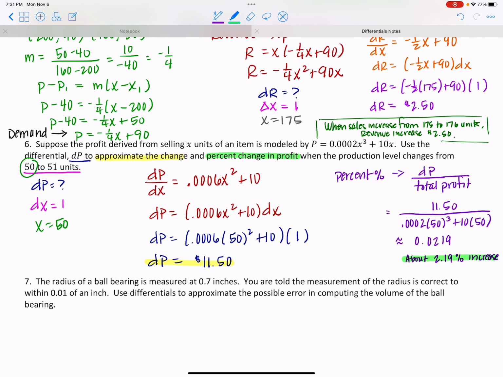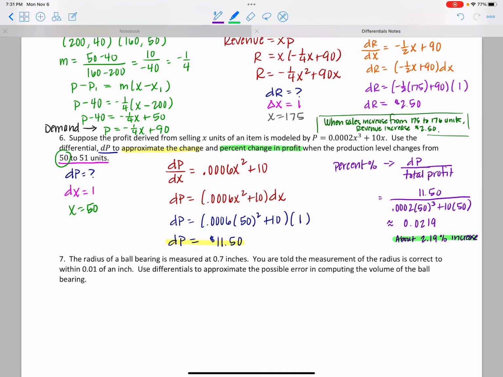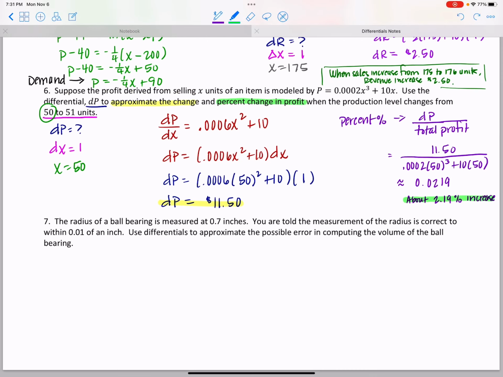If I'm an analyst for a company and I'm trying to explain to them that the change in profit is $11.50 when they're going from 50 to 51 units, they see the concrete number, but how does that compare to what the total profits were in the first place? So seeing it as a percent puts it into perspective. Calculating a percent change is a useful thing. But in your homework, I think I'll just stick to finding that piece, so hopefully you'll be okay with that.